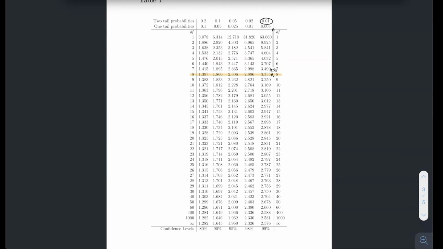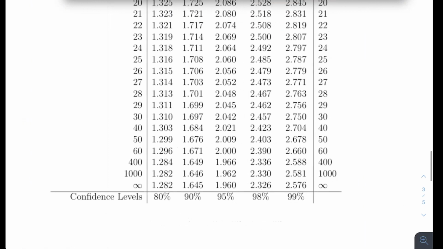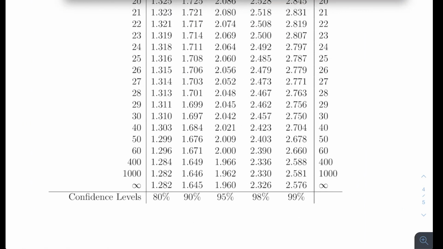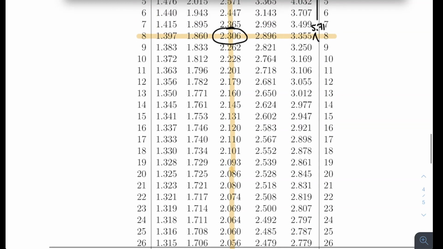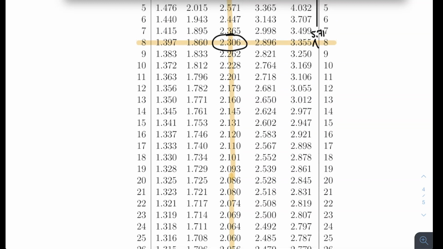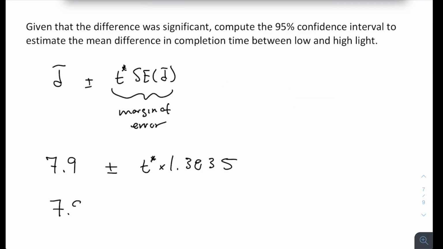We're back in table T, and we're still living in the 8th row. We still have degrees of freedom 8. However, we're going to focus instead on the confidence levels here, and we want 95%. We follow this column up to the 8th row, and where they intersect is our critical T star value, 2.306. Now that we know T star, we can fill this in and finish the computation.